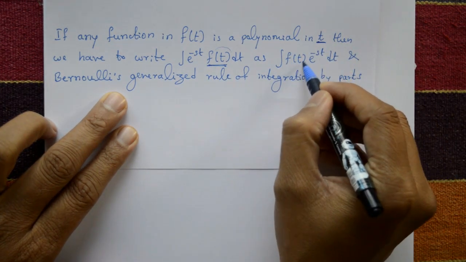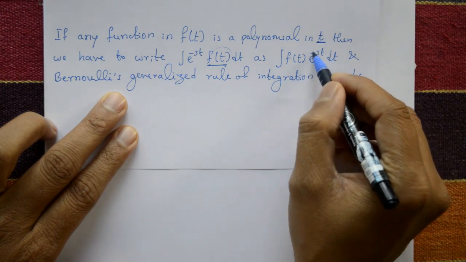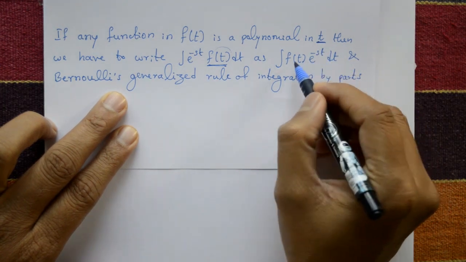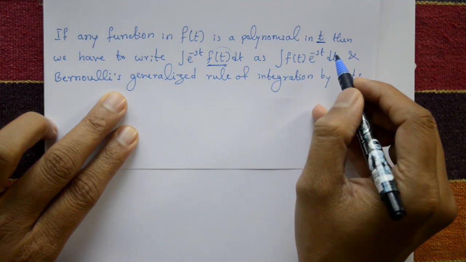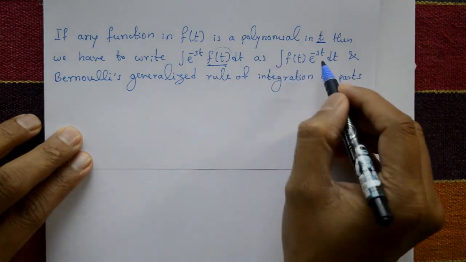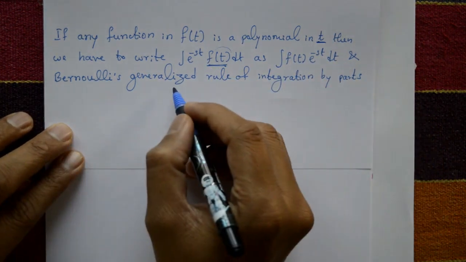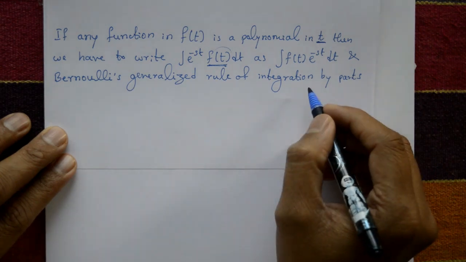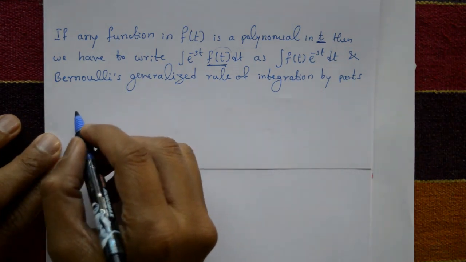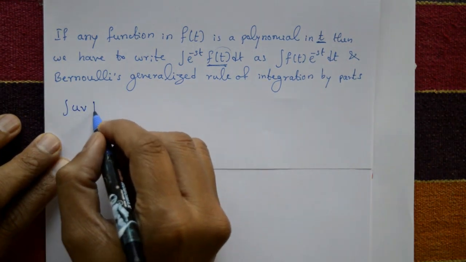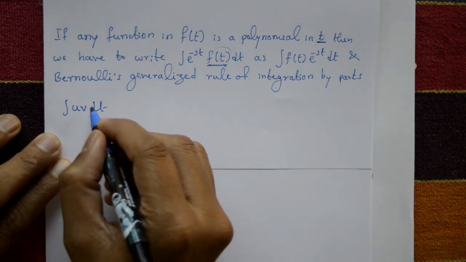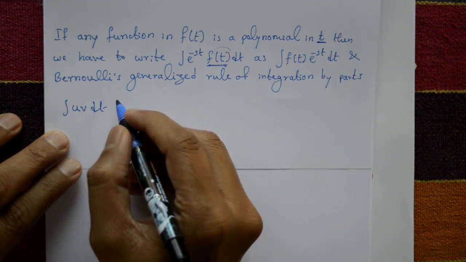First write the polynomial function, then after that the exponential function. Integration of f of t into e raised to minus st. Now you arrange it. Now Bernoulli's generalized rule of integration by parts is for the integration of u v dt, where u is a polynomial and v is an exponential function.